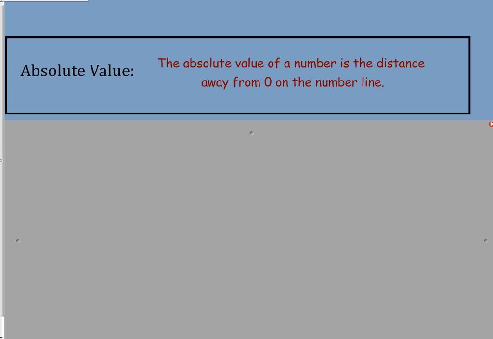Absolute value. Absolute value of any number is the distance away from 0 on the number line. And we think about absolute value: is a distance ever negative? The correct answer to that is no. You cannot go negative miles an hour. You cannot go negative feet per second.